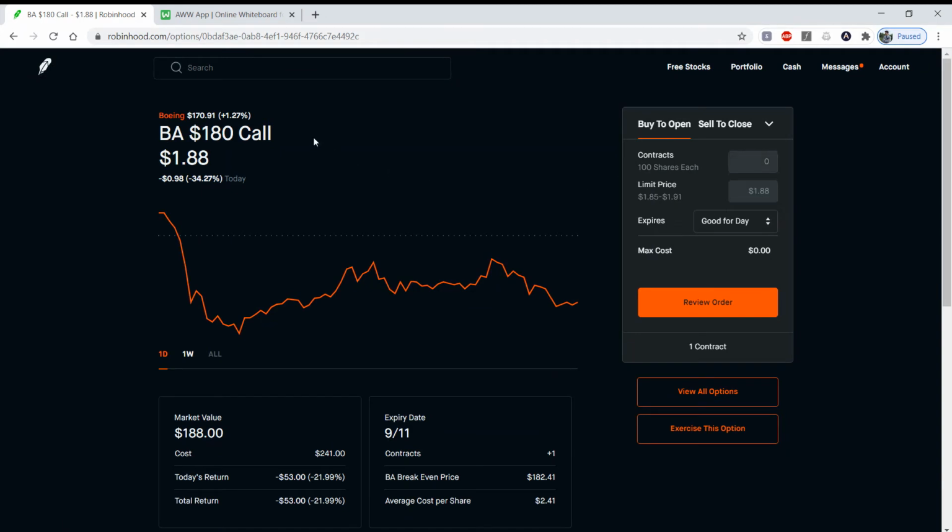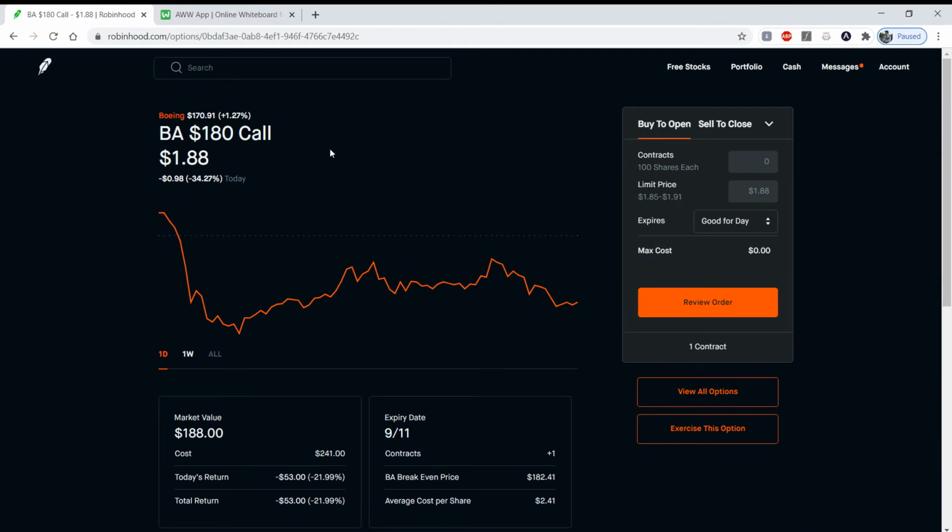Looking at another example here, this is the Boeing 180 call that I purchased last Friday, 9/4, for 9/11. My expiration date is 9/11. It's this coming Friday, and I paid $2.41 for this, and it is now worth $1.88. As you can see, the extrinsic value went away over the course of the day because there's less time for this stock to go over 180 by a significant enough amount to make this call and the premium paid for it worthwhile. This call holds no intrinsic value, and will be $0.00 at expiration date if it is not over $180 per share.